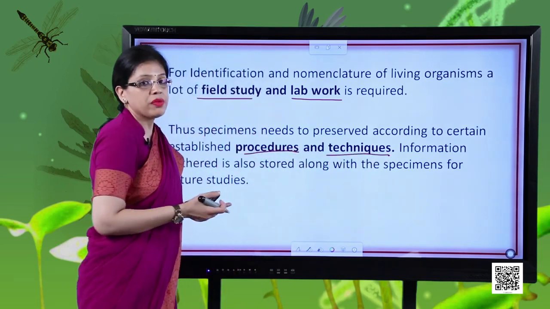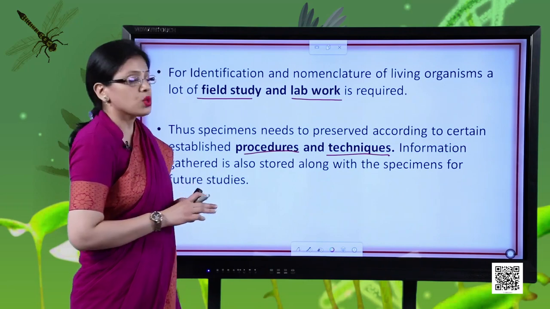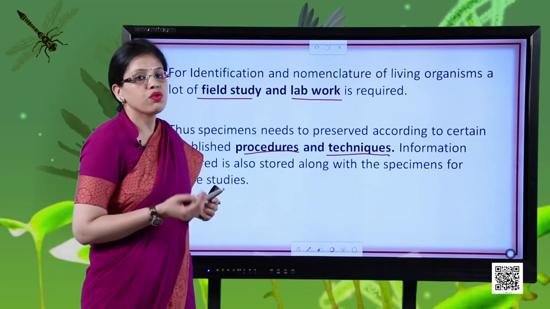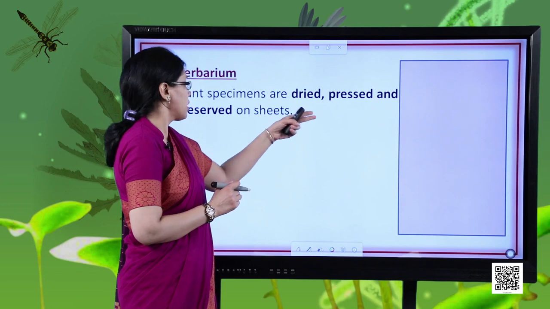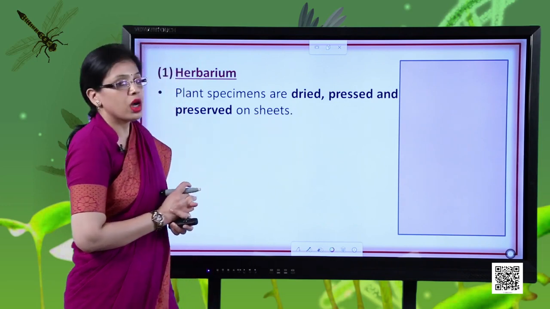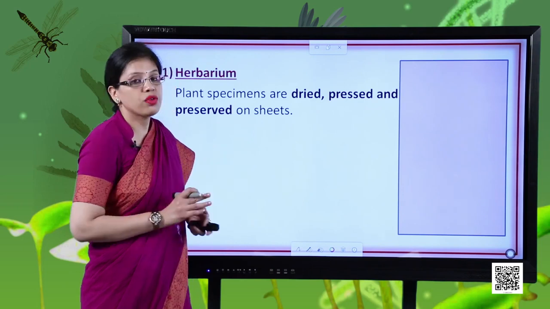We have to use them, and by using them only we can store these plant and animal specimens, so that we can use them in future also for our studies. Now talking about herbarium, this is a storehouse of plant specimens which are dried, pressed and preserved. So now let's discuss one by one the various steps which are involved in the formation of a herbarium.